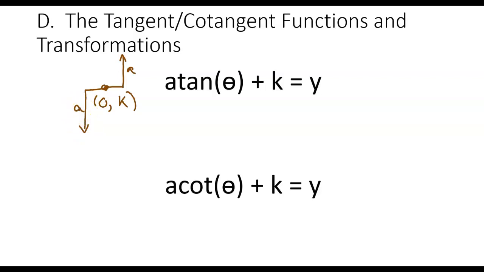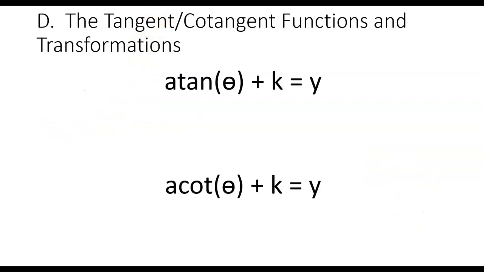Now for cotangent, it'll look like this. Your midpoint will be located at pi over 2, comma K, because the middle of cotangent is at pi over 2, whereas the middle of tangent is at 0, and they will both be at a height of whatever the K value is here, right? And then for cotangent, we go left and up A, right and down A. So that'd be a good picture to add to your graph there.